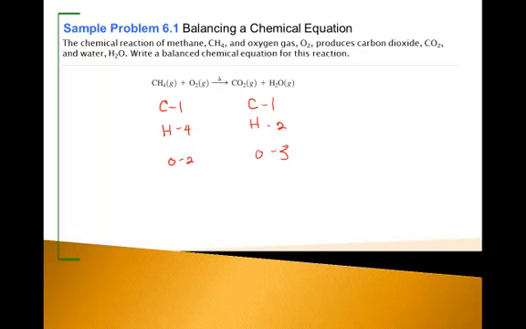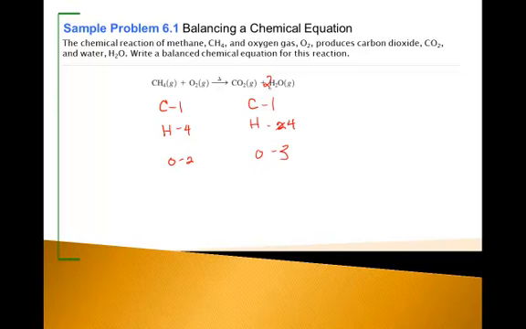Now to obey the law of conservation of mass, I have to have the same number of each atom on both sides, and I do not. I have 1 carbon here and 1 here. Those are balanced. I have 4 H's but only 2. So in order to balance it, I have to put a number out in front that's going to balance it, and that's a coefficient. So 2 times 2 gets me 4 H's.